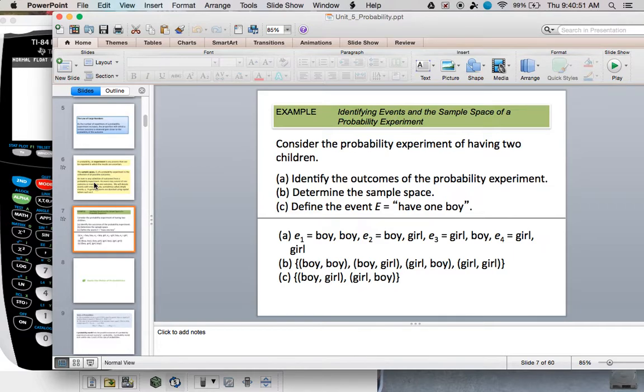Determine the sample space. Well, you could see how it's in set notation. We have the little braces here at the beginning and the end, and then parentheses. It's almost like a coordinate, right? You have an X and a Y. In this case, we have the sample space. We have boy, boy, boy, girl, just like we have it above, separated by parentheses. C. Define the event E of having one boy. Well, that could be a boy then a girl, or a girl then a boy. Notice we didn't say boy, boy, because that would be 2 boys, or 2 girls, that would be no boys, excuse me.